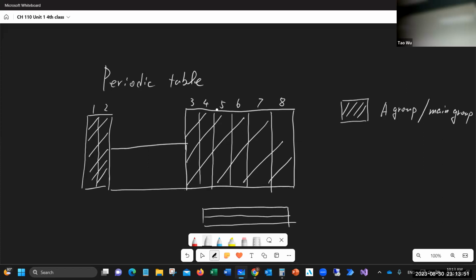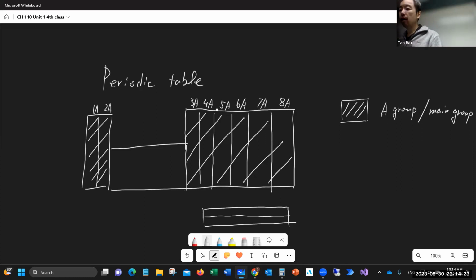So when we talk about each column, the first one is the 1A group. This is 1A, and then 2A, 3A, 4A, 5A, 6A, 7A, and 8A. Those A groups have the most common elements, and those are the elements we focus on in this chemistry class.